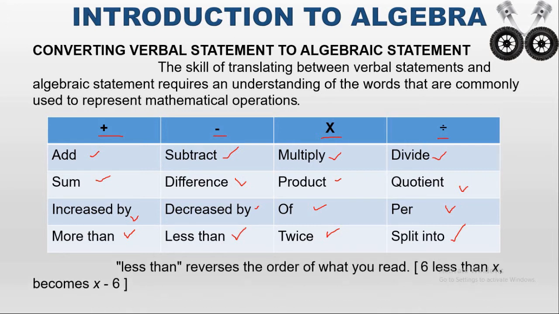So there is one important note. If you see the words less than, then the verbal expression can be written in reverse format in the algebraic expression. So how can you reverse the expression? For example, 6 less than x. Here 6 is written first in the verbal statement, but in the algebraic statement it is written as x minus 6. So whenever you see the words less than, you have to reverse the order.